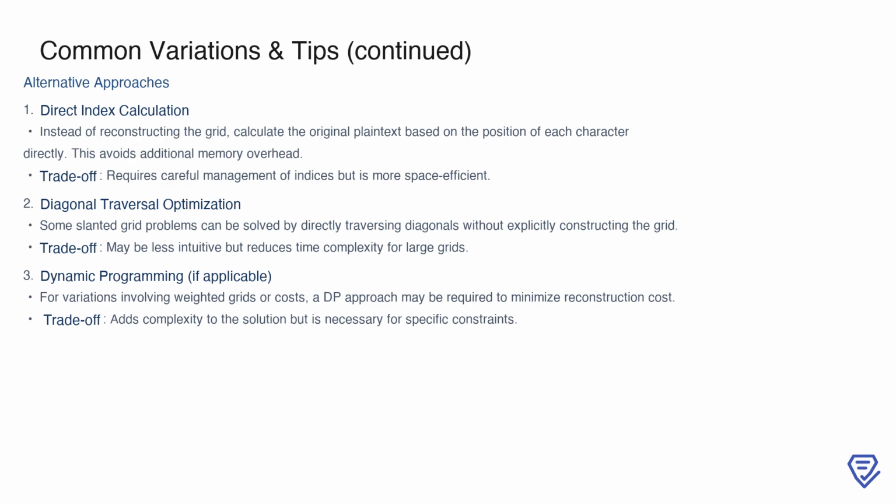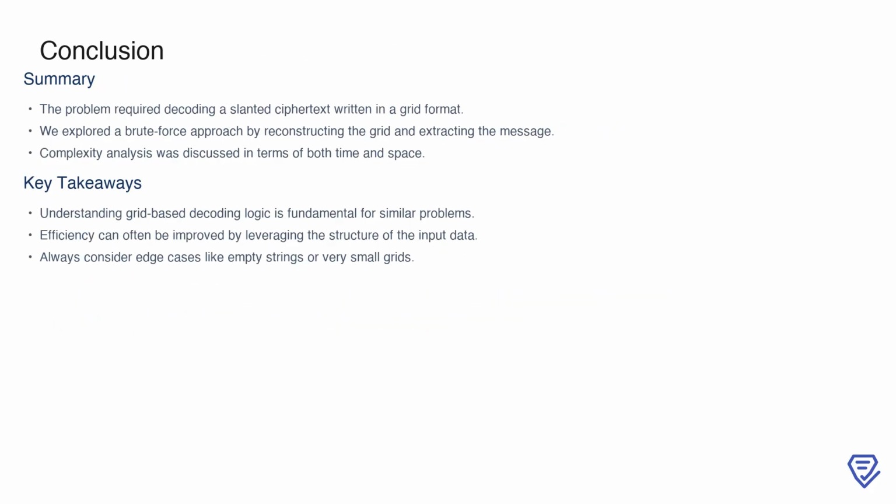For more complex variations of the problem, such as those involving weighted grids or reconstruction costs, dynamic programming might be necessary. While DP adds complexity to the solution, it allows you to minimize costs effectively in such cases. Each of these methods has its trade-offs, so choose the one that best fits the problem constraints and your coding style. Great job! To summarize, we tackled the decoding of slanted ciphertext by reconstructing the grid and extracting the intended message. We discussed the algorithm, analyzed its efficiency, and highlighted key takeaways.